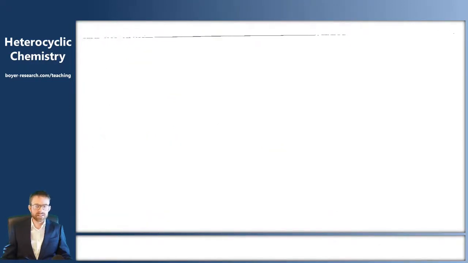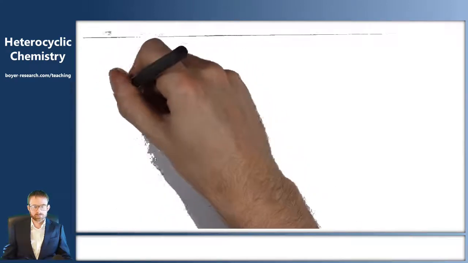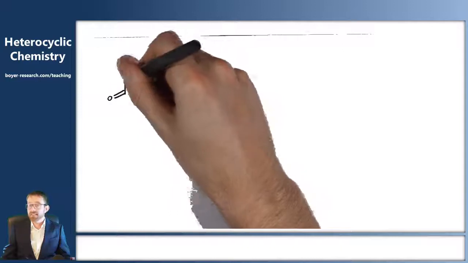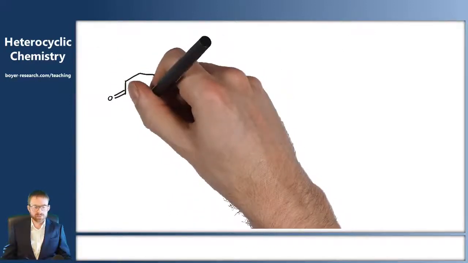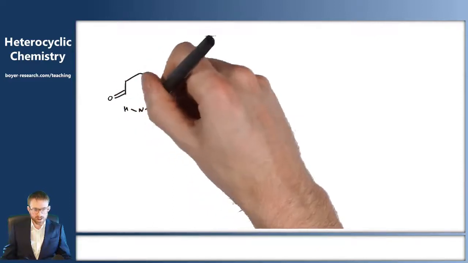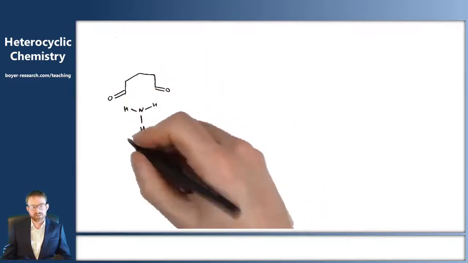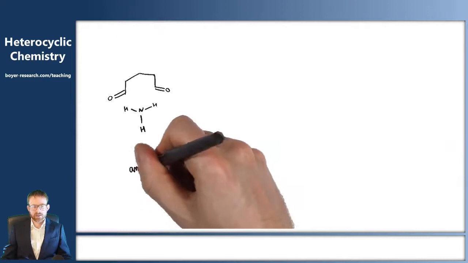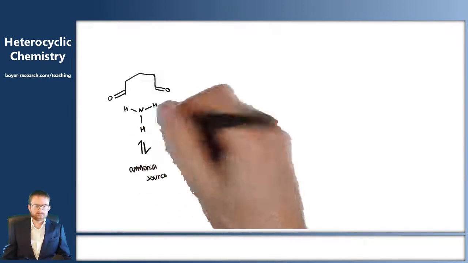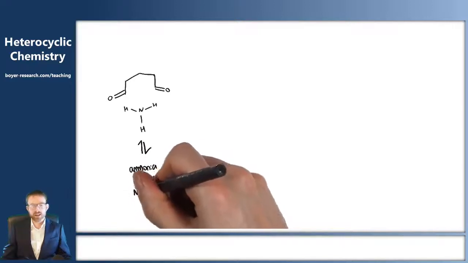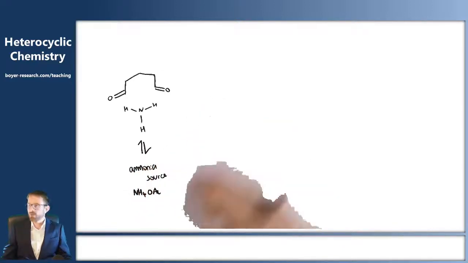Looking at this in more detail, this time, because it's a 6-membered ring, we need 5 carbons, and that will come from our 1,5-dicarbonyl species. And we need a source of ammonia. Ammonia is a gas, so we'll have to use something like ammonium acetate if we want to use it in the laboratory.